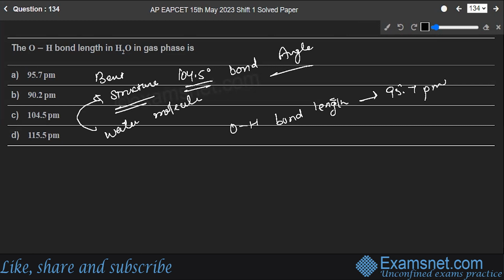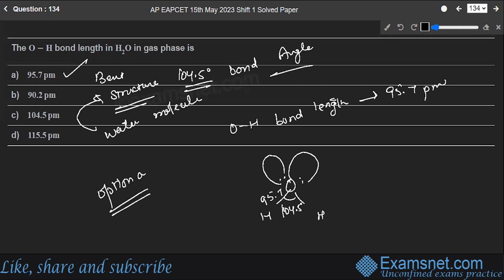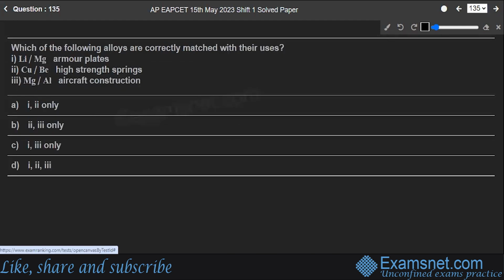So the structure of water, it's something like this. Here is O, here are two hydrogen atoms. This angle is 104.5 degrees, and there are two lone pairs of electrons over here. So this is 95.7. Okay, so I think this is it. You have option A as the right answer. Hope you understood that. Next is question number 135.